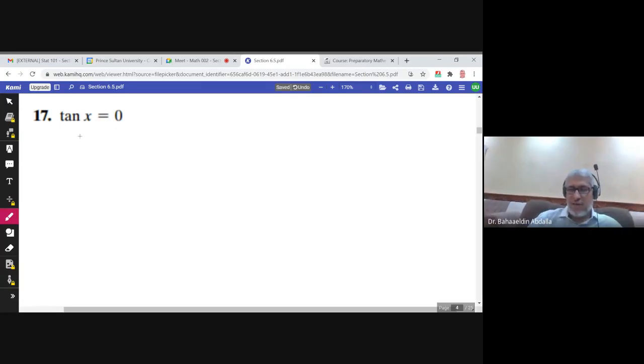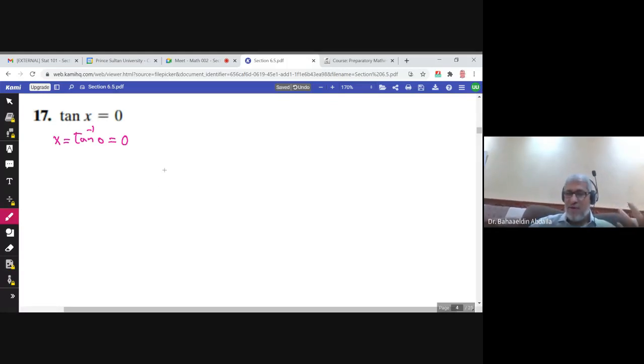Immediately, you don't have to do anything. So what should you do? You find tan inverse of 0. When you have tan inverse of 0, this would be one solution. The calculator will give you only one solution. It cannot give you more than that. So x is 0. So one of the solutions of this equation is 0. And the question: how can I find all the solutions of this equation? Because this equation has infinitely many solutions.